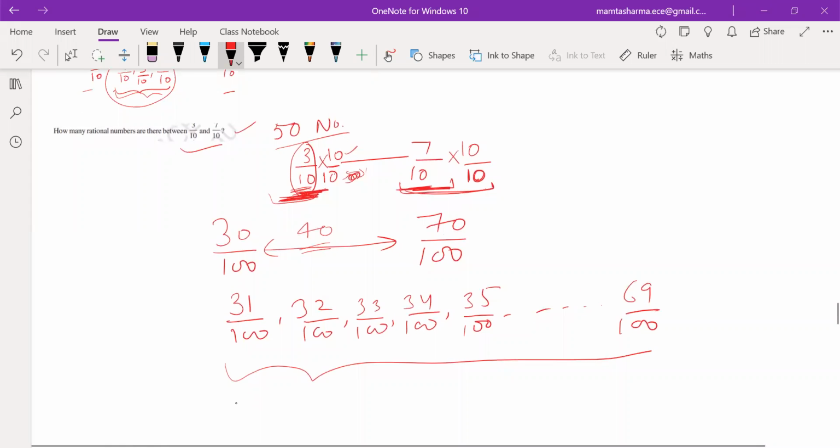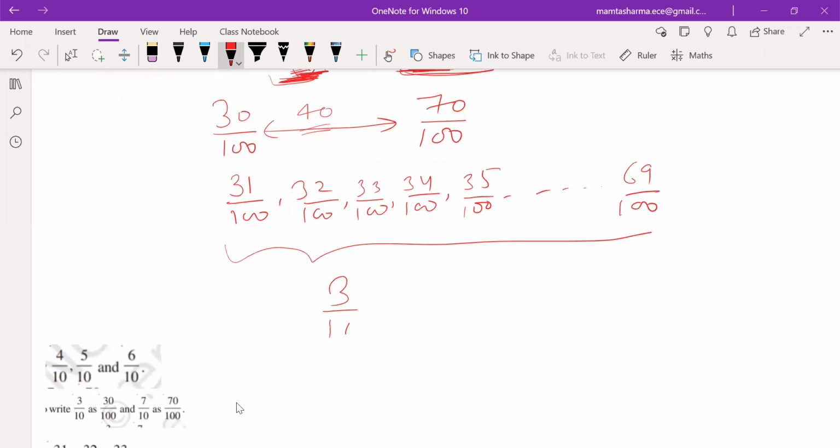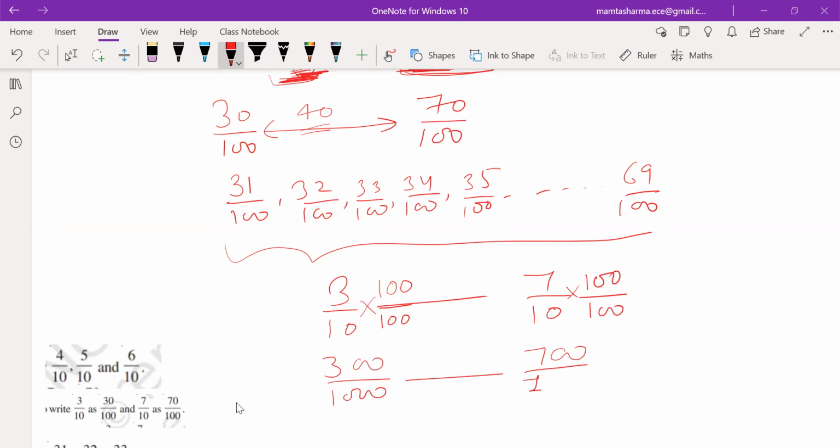Now see, if they ask you to write down 100 numbers between these two numbers, then what will you do? Now you have to multiply this rational number by a fraction, 1000 by 1000. So you will get 300 by 1000 and 700 by 1000.